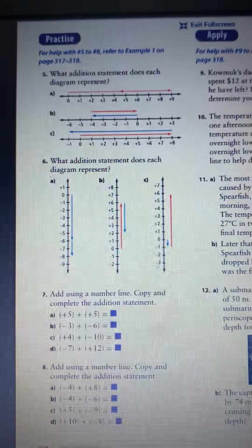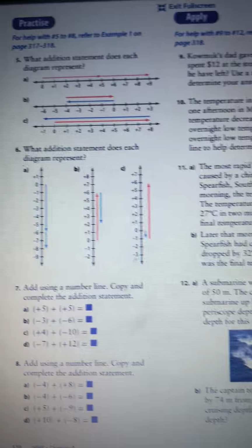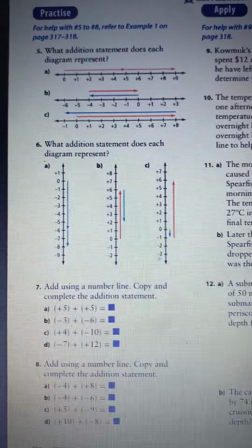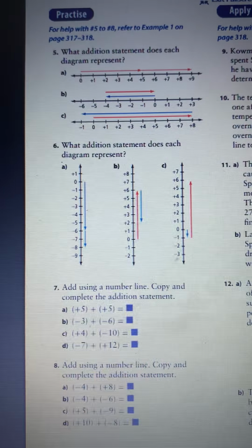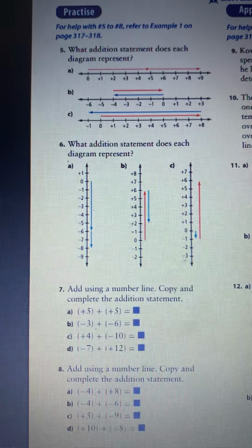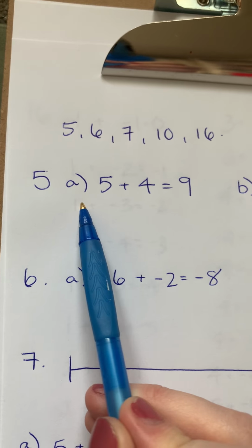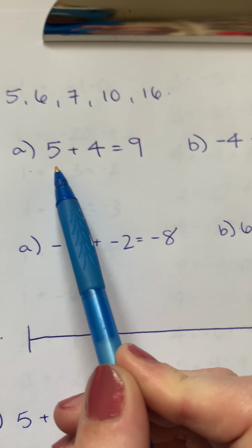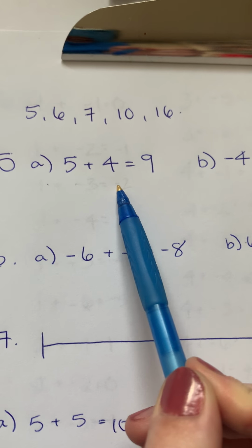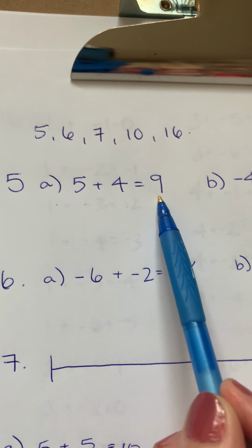Hey guys, so I'm going to be going through questions 5, 6, 7, 10, and 16 of 9.2. So here we have question 5, and you can see we use a number line to solve this question. So if I go over here, I've just answered these questions. So for A, you can see we have two red lines. So we have a positive 5 plus a positive 4, and that number line is ending on the number 9.